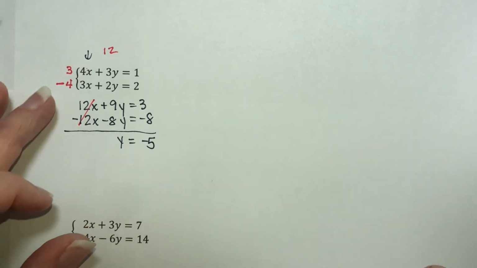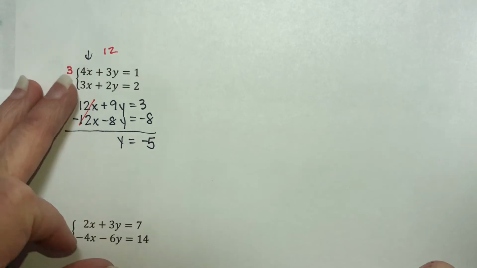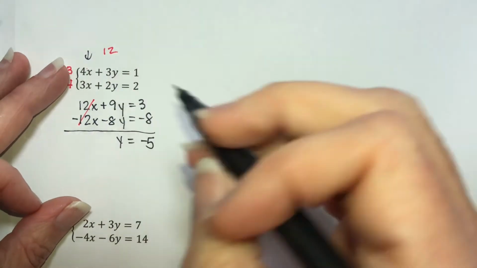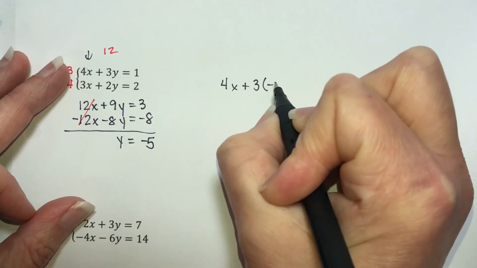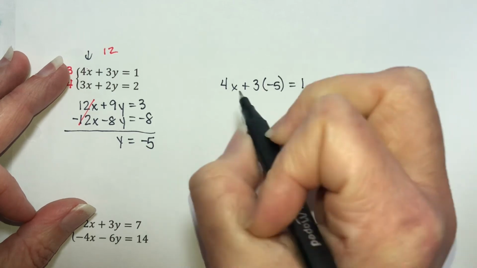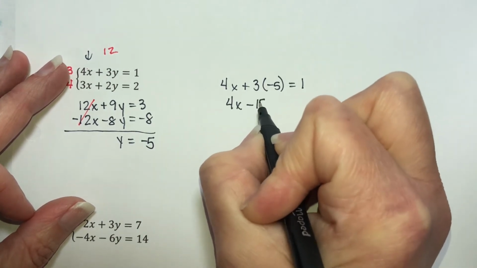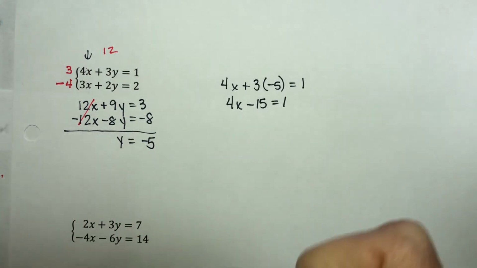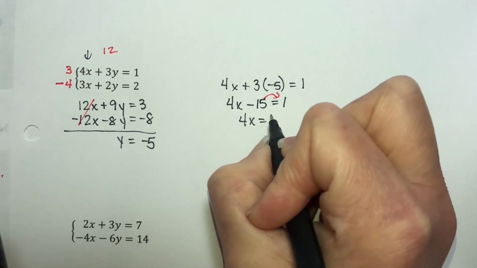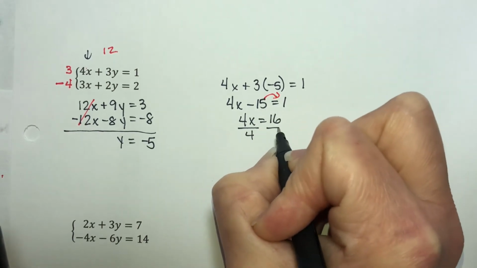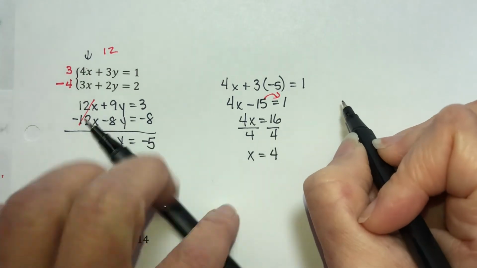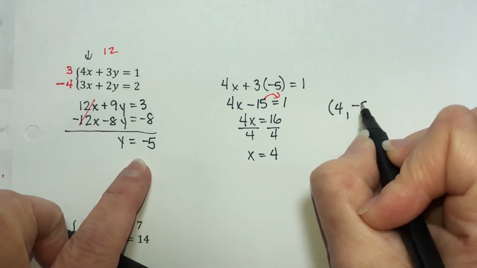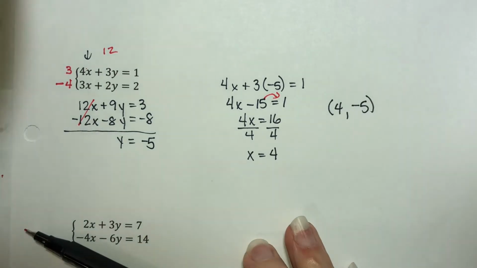Now take this value and plug it into either one. We've been plugging into the second one on the other problem, so let's do the top. 4x plus 3 times y, which is -5, is equal to 1. So 4x minus 15 is equal to 1. Add 15 to both sides. You get 4x is equal to 16. Divide both sides by a 4 to get x is equal to 4. So your answer here would be the point (4, -5). Again, x and then y, not the first answer and the second answer.